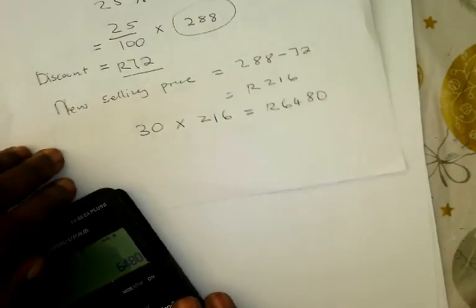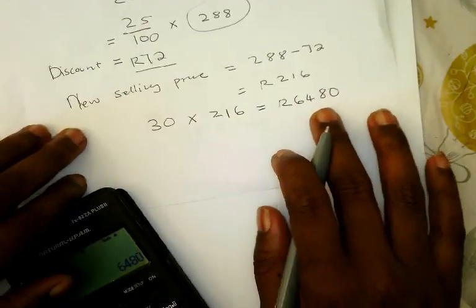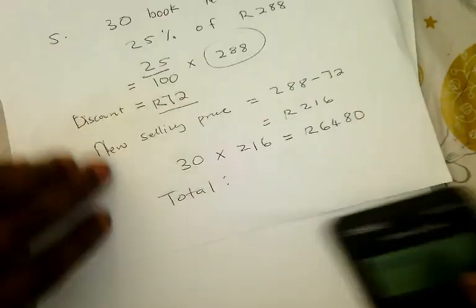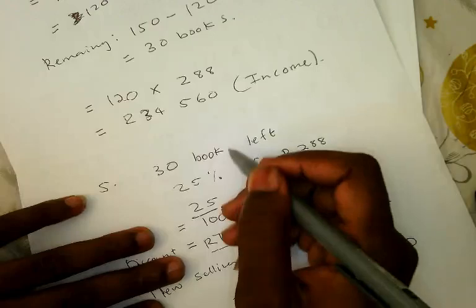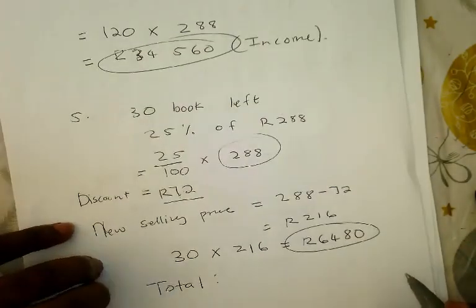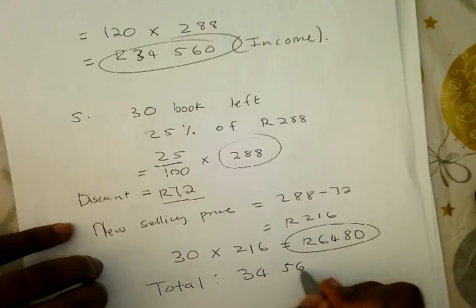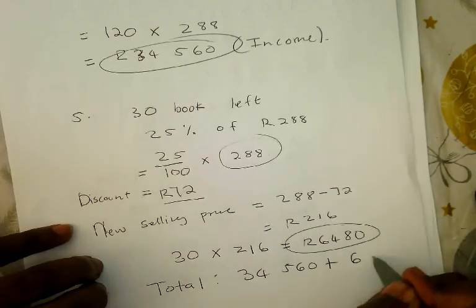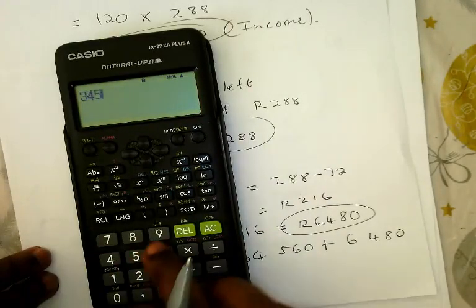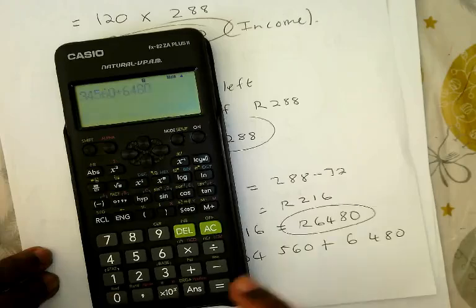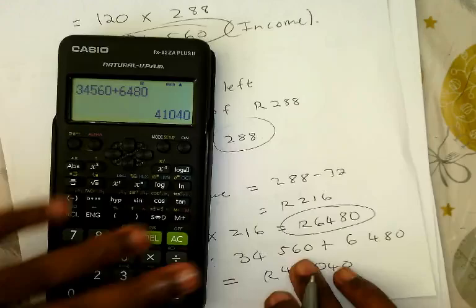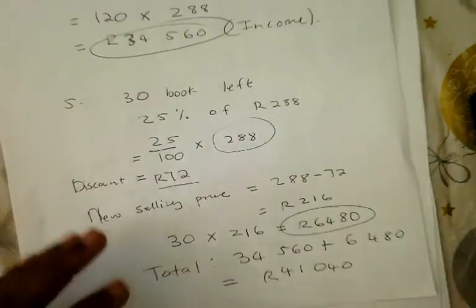And then I need to add this amount to say total amount received. This is how much they got, 34,560. I'm going to add that to this amount. So 34,560 plus 6,480 is 41,040 rands. So this is the total money they received after selling everything.